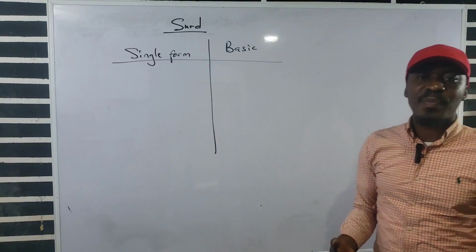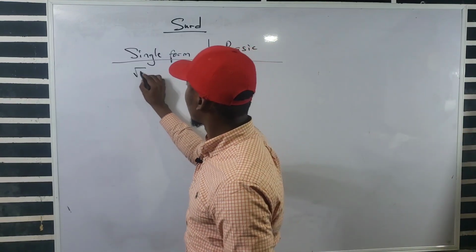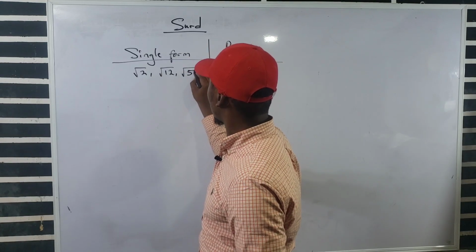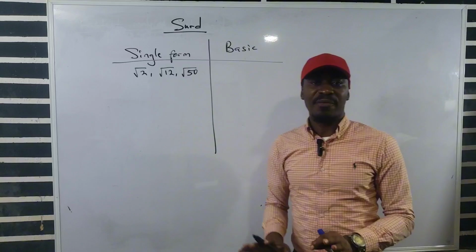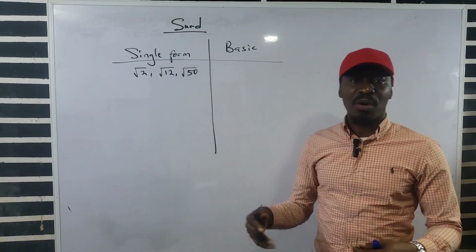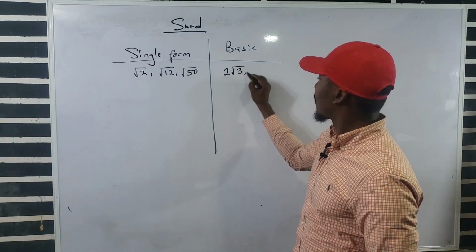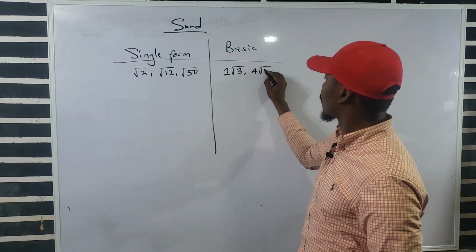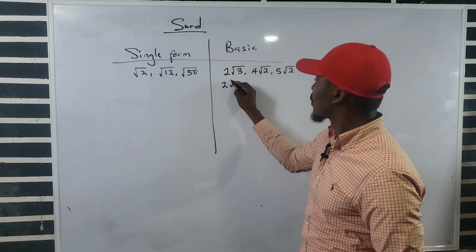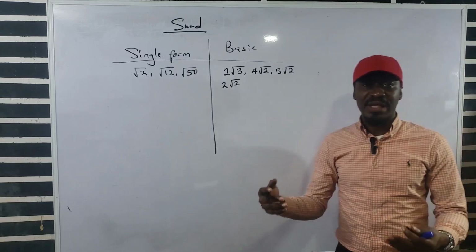Now, what do we mean by a sword being in its single form? When you have sword 2, sword 12, sword 50, these are single form of a sword. Okay? Now, what do we mean by basic form of a sword? When you have 2 sword 3, when you have 4 sword 2, when you have 5 sword 2, when you have 2 sword 2, all these ones are basic form of a sword.